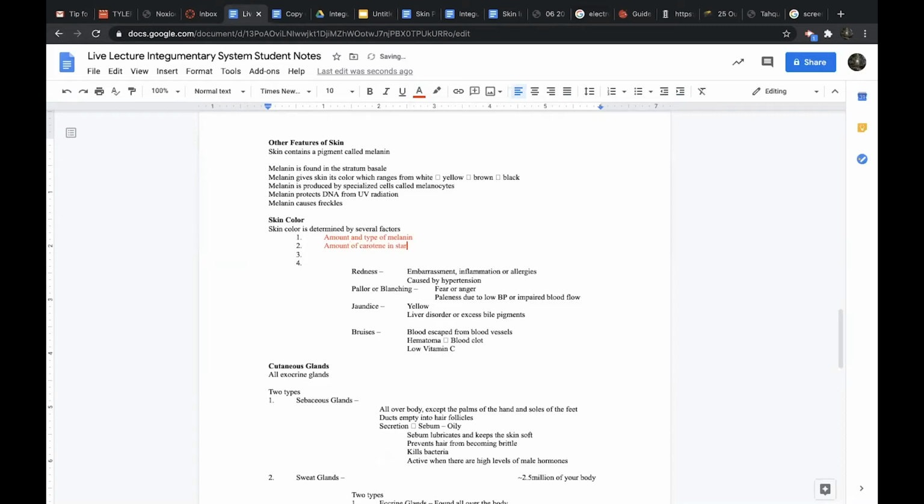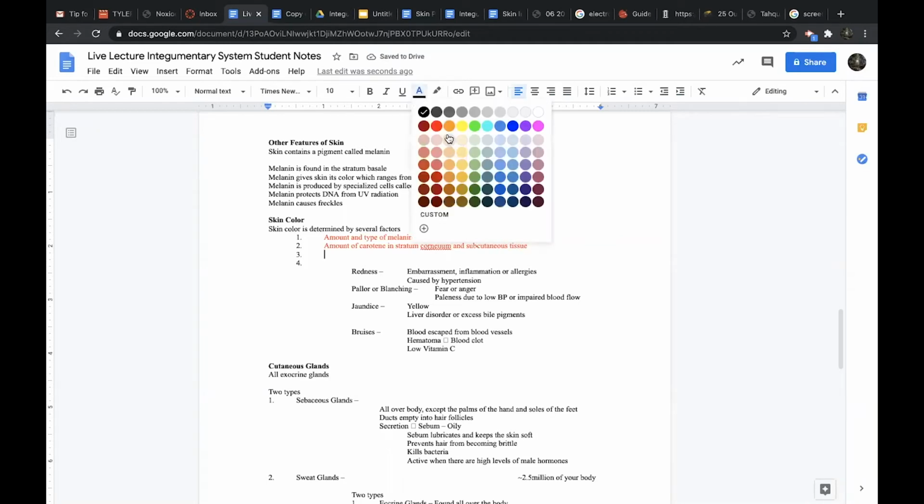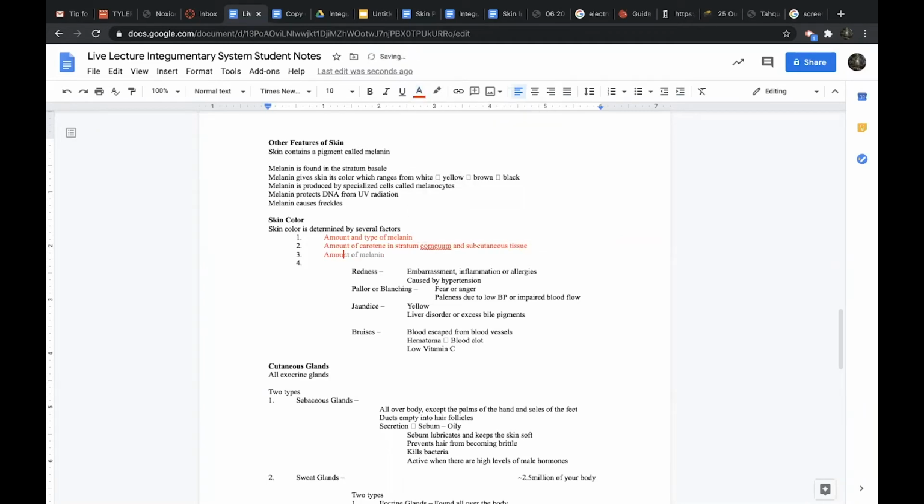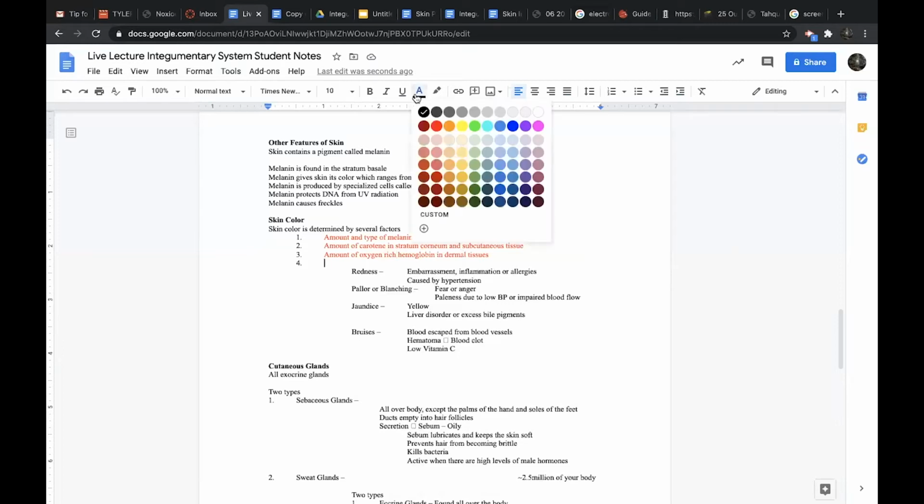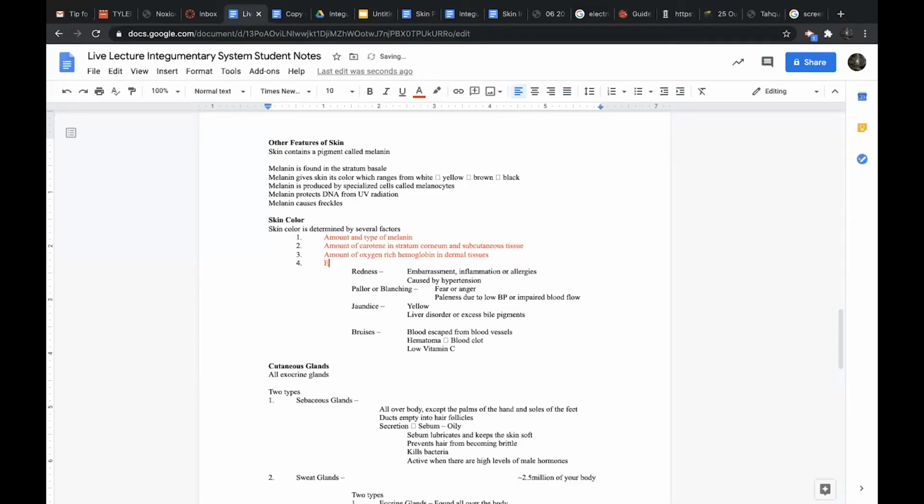In the stratum corneum and subcutaneous tissue. The next determining factor is the amount of oxygen-rich hemoglobin in dermal tissues. And the last one is kind of just depends on the day sort of a thing. Skin colors can change from day to day, moment to moment, due to this last thing, and that is emotion. Emotion and, well, something less exciting, but disease.